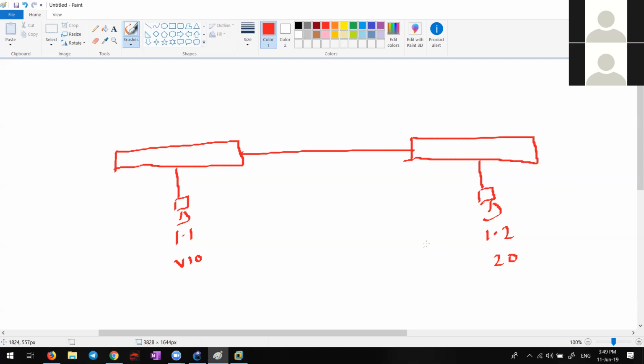What if I do this? This interface is VLAN 10, this is not a trunk port, it is an access port VLAN 10, and this is an access port VLAN 20. Will they communicate with each other or not? Yes or no?